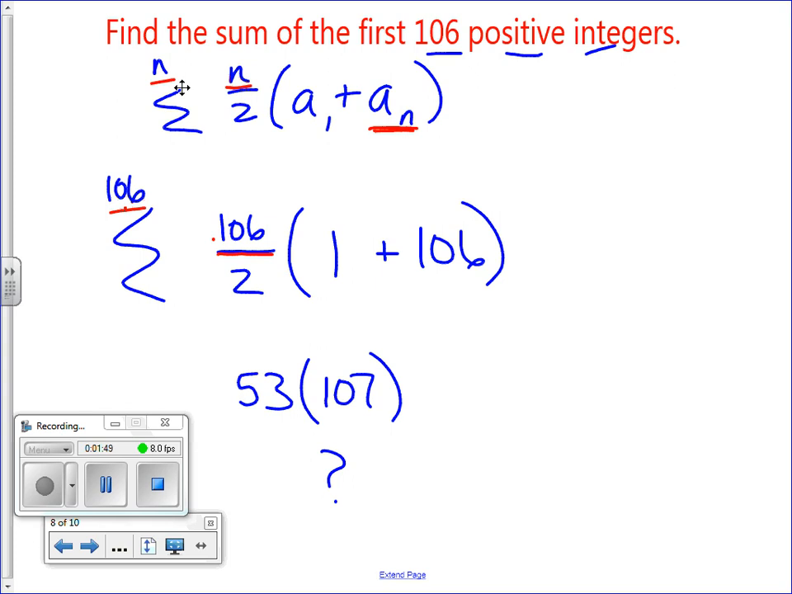But all we're using is this formula to calculate this sum. The questions get much more difficult, but I wanted to start you off with something simple.